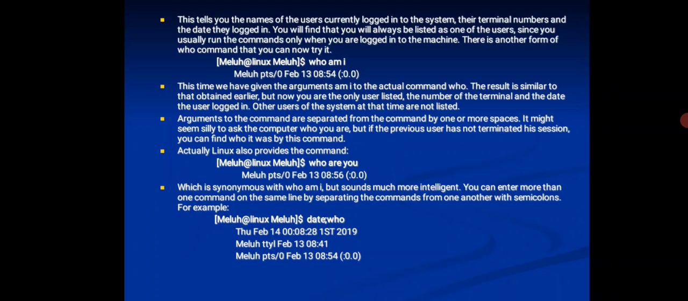Arguments to the command are separated from the command by one or more spaces. So here after who we are giving one space, and we type am and space I. Okay, so here we can give some space. When we write arguments, we give some space after the command. It might seem silly to ask the computer who you are.